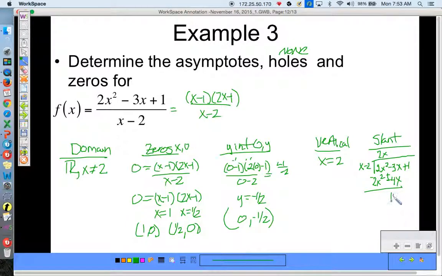Subtracting, we get plus 4x minus 3x is 1x, plus 1. So x times what gives you 1x? Well, that's 1. So you have 1x minus 2, plus 2. So we have a remainder of 3, but we're just concerned about this part. We don't care about our remainder. It's at y equals 2x plus 1.